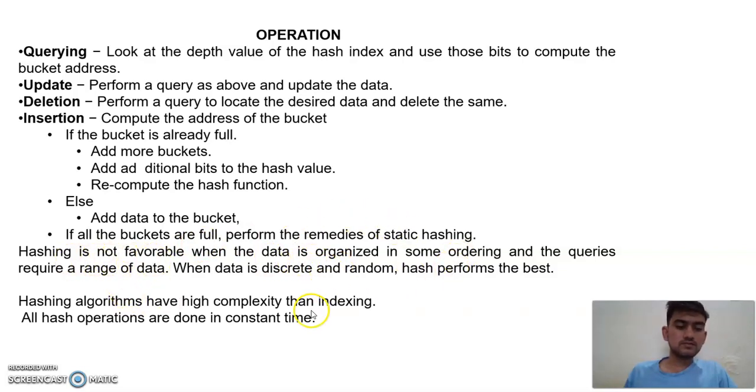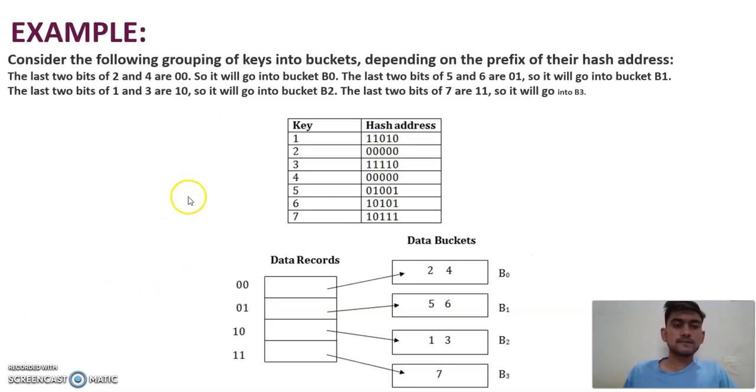Hashing is not favorable when the data is organized in some ordering and requires a range of data. When data is discrete and random, hashing performs the best. Hashing algorithms have higher complexity than indexing. All hash functions are done in constant time.